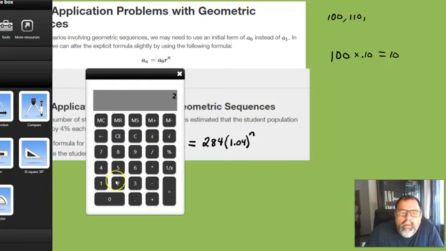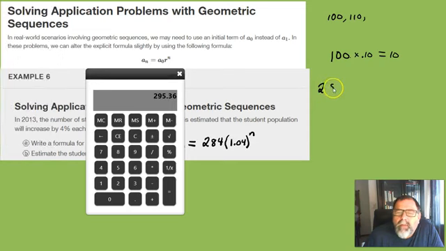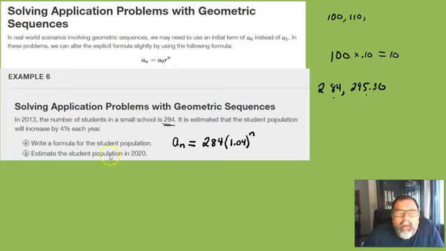Same thing here. If we're at 284 times 4%, it's going to grow by that much, but then you have to add back in the 284, so next year would be 295.36. So the sequence would be 284, 295.36, and when you divide these two, you see you get 1.04. So you have to take the rate and add it to 1. So 4% is 0.04 plus the 1. That's going to be our explicit formula using the modified formula, since we're starting at a sub 0 instead of a sub 1.